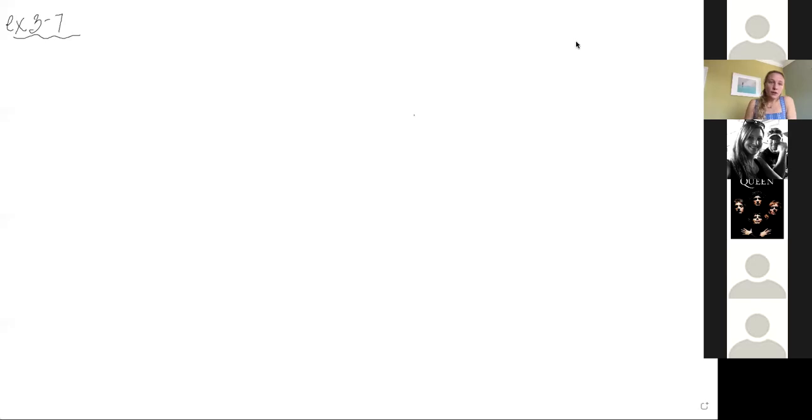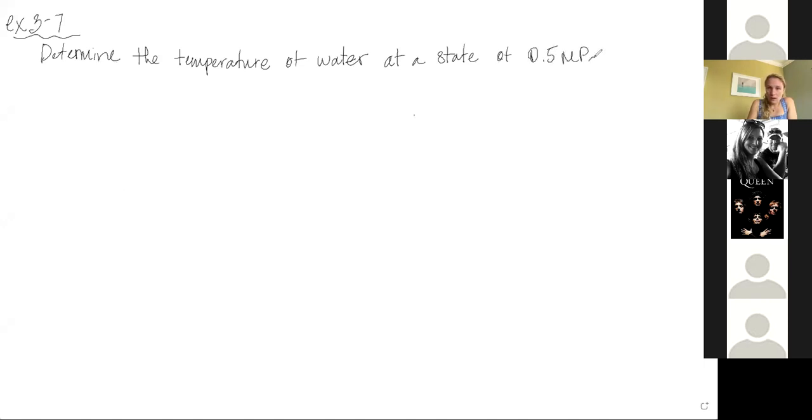All right. So I'm just going to be doing example problems. I'm going to start with example 3-7, and this example is to determine the temperature of water at a state of 0.5 megapascal and an enthalpy of 2,890 kilojoules per kilogram.